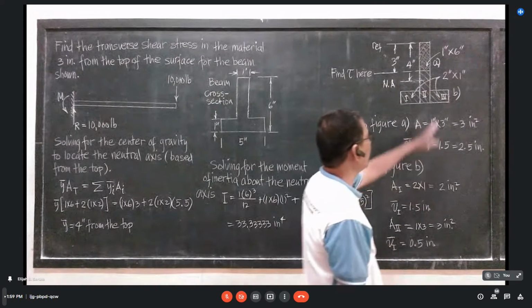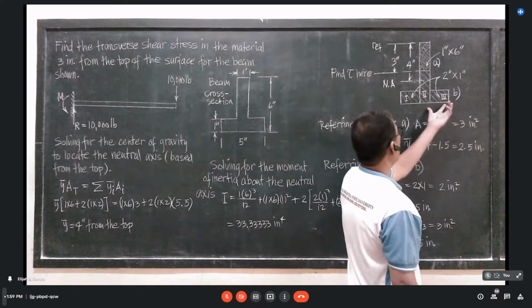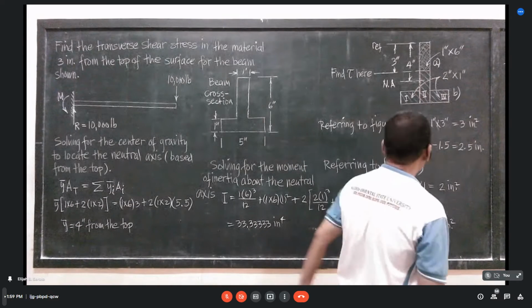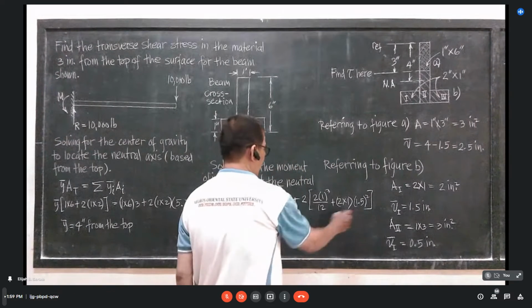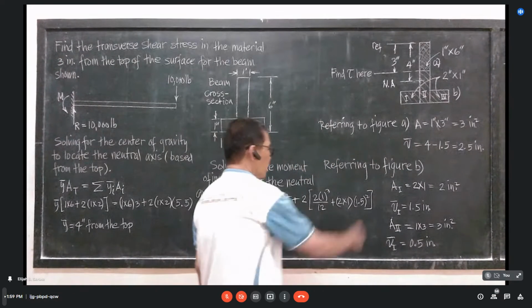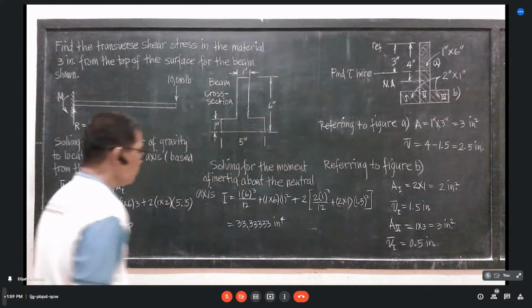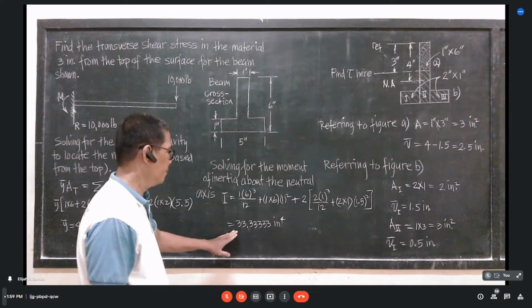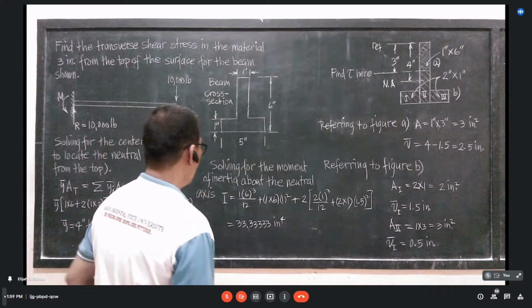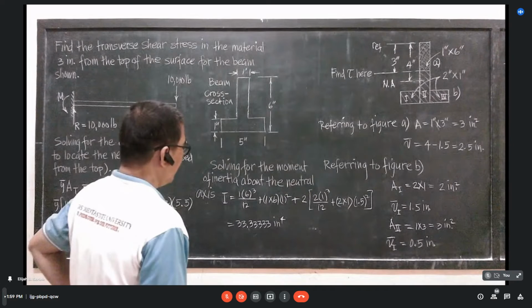Let's go to the other side. It will still be the same. Area is the same, and y bar squared will still be the same. So I just multiply by 2. You can also write it again and rewrite this. And we will have a moment of inertia of 33.3333 inch to the fourth.